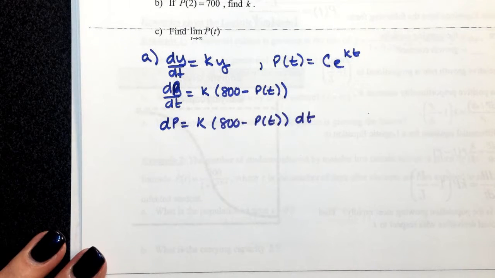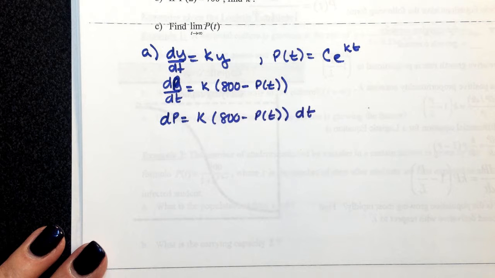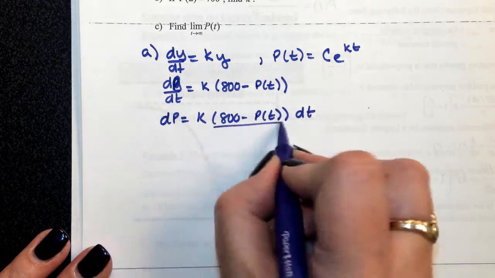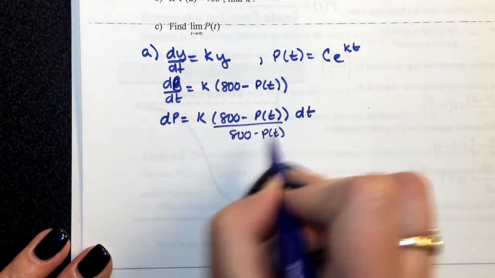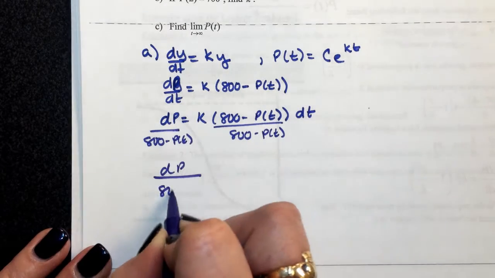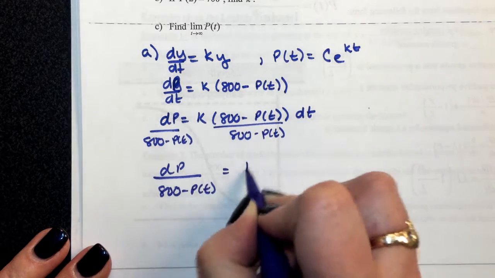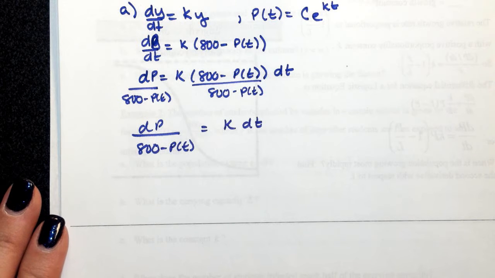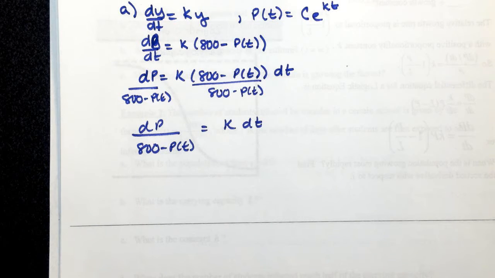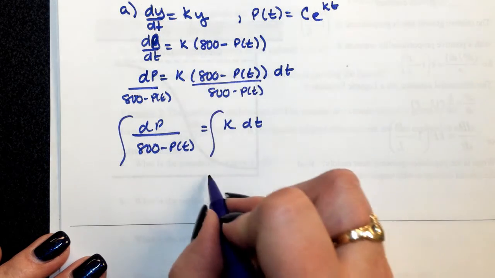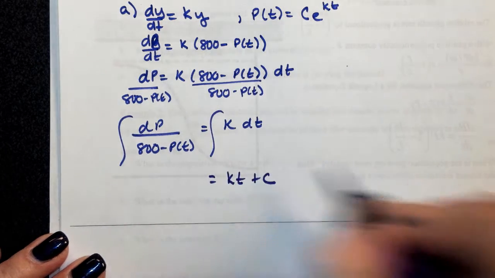Then what do you think we're going to have to do? Remember, k is just a constant. We're going to have to divide by that 800 minus p of t. So dp over 800 minus p of t is equal to k times dt. Then what? Then what do you think I'm going to do? Integrate. Well, I know the right hand is just going to be kt plus c.